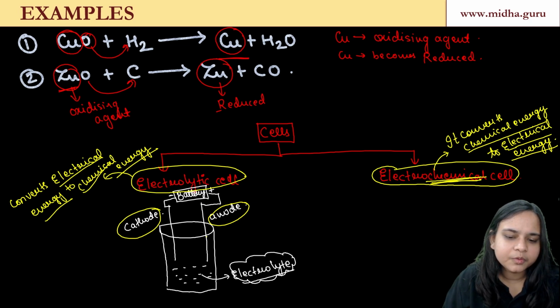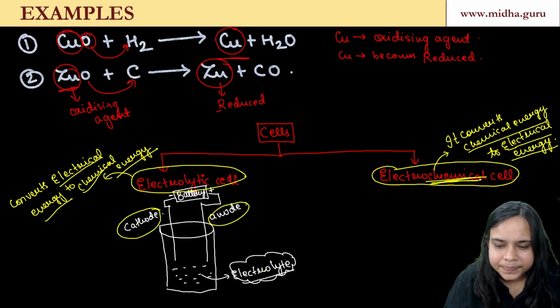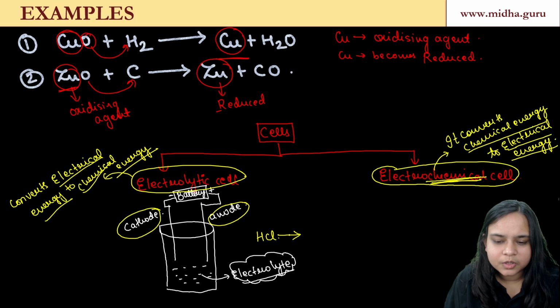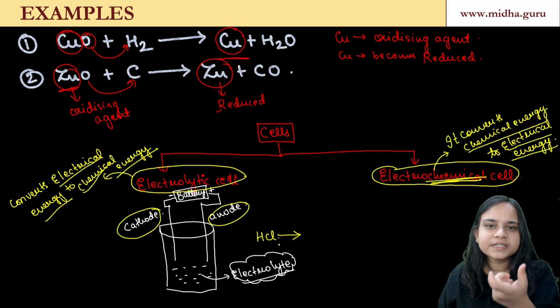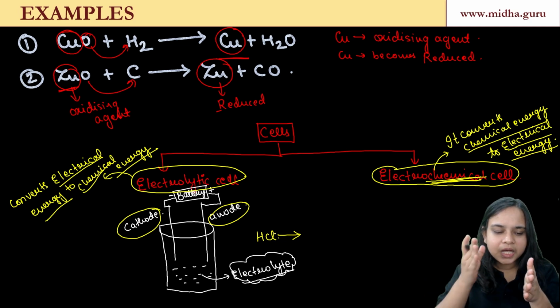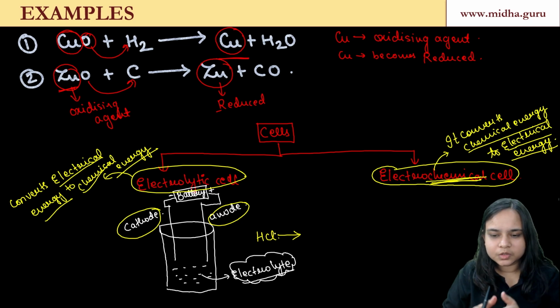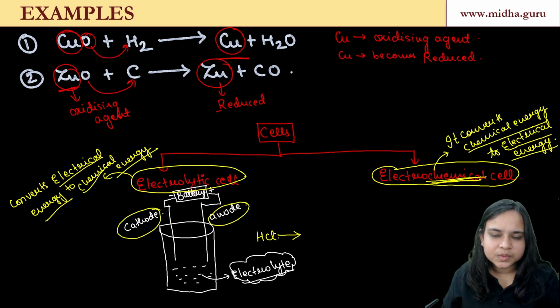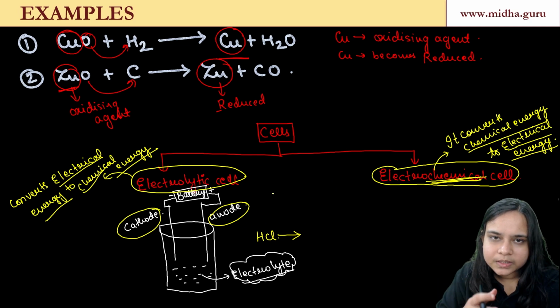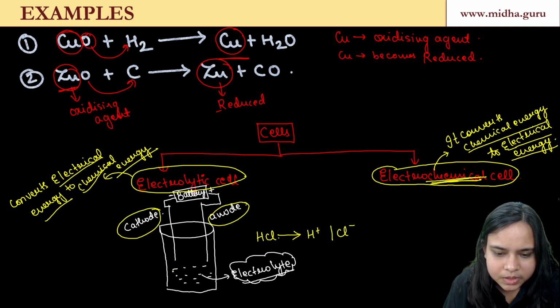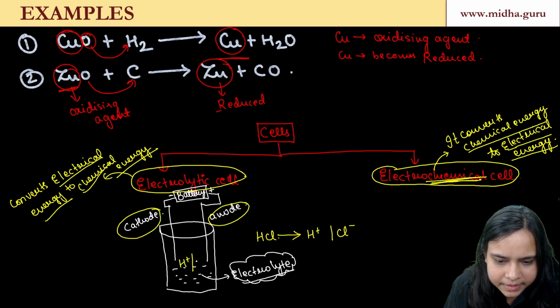Now tell me, when we are providing electricity to this electrolyte, let's consider we have taken HCl. This HCl will get dissociated due to the presence of electricity, because what are electrolytes? Electrolytes are those compounds that, in the presence of electricity, undergo lysis. Lysis means to break down, to convert the compound into individual ions. So this becomes the respective ions, H plus and Cl minus.